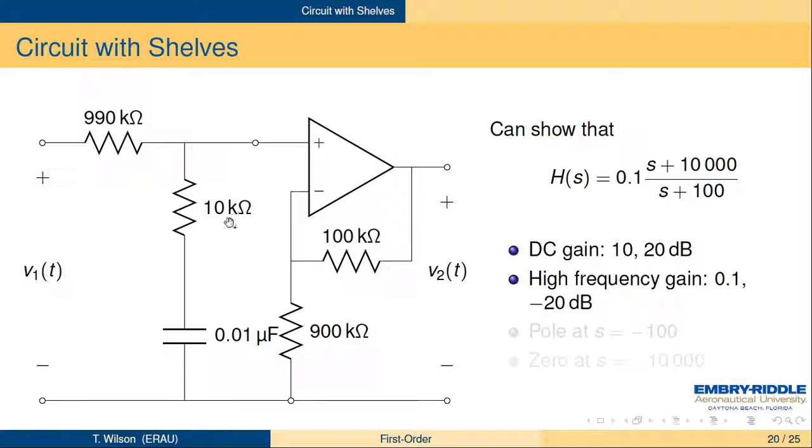For high frequencies, now this is acting like a short, and we have the voltage divider between the 990 k ohm and the 10 k ohm. So 1/10 of the voltage shows up across the 10 k ohm resistor in that case, in series with the capacitor. And so that's a gain of 0.1, you get minus 20 dB. The circuit has a pole at minus 100 and a 0 at minus 10,000.